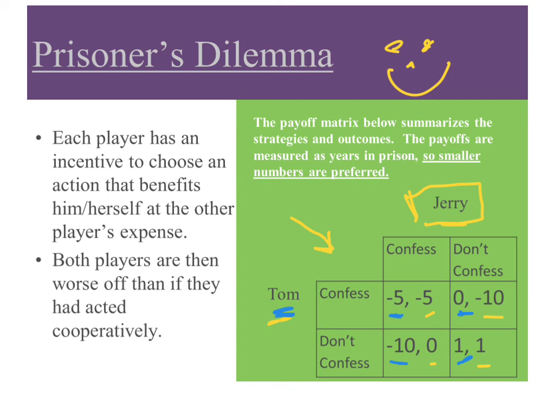At the same time, if he knows Tom is not going to confess, he can either get 1 year or 0 years, right? He can either not confess or confess. He's better off confessing. Regardless of what Tom decides to do, Jerry's always better off confessing, okay? If that's the case, he also has a dominant strategy. If both players have a dominant strategy, notice what happens.